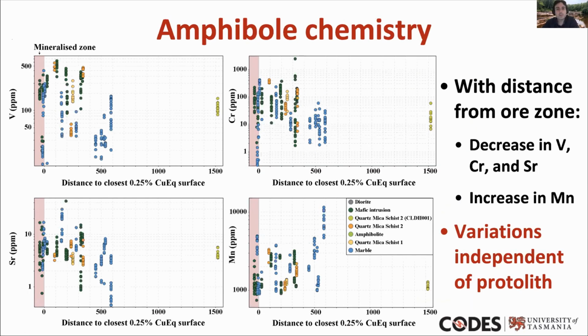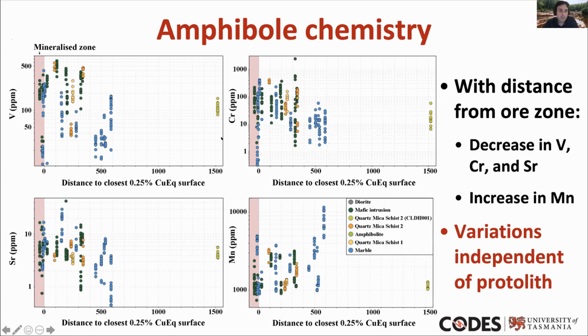Going to the results, this is amphibole chemistry. I'm just going to show you this one, and after that I'll show you a summary slide. Basically we've taken a bunch of samples. The different colors refer to the different rock types, and the legend is at the bottom right. Blue is the marble, yellow is the quartz mica schist, then amphibolite, just a different quartz mica schist as well, mafic intrusions, and the diorite.